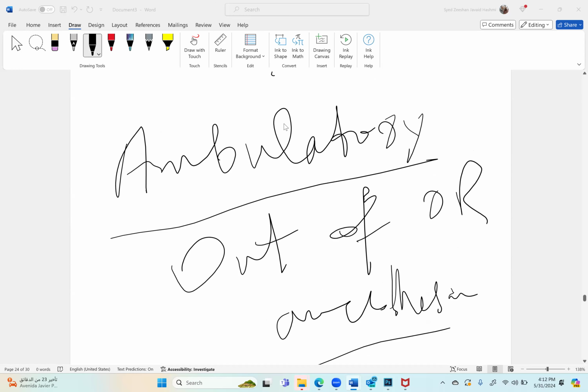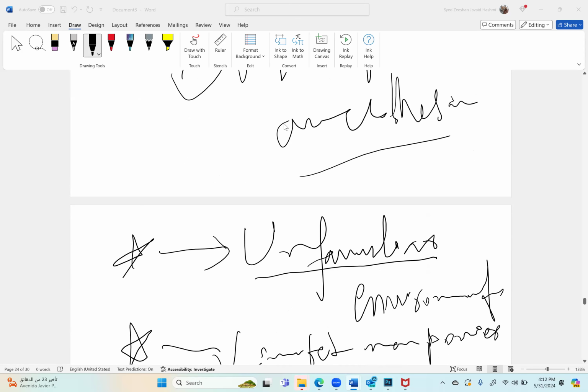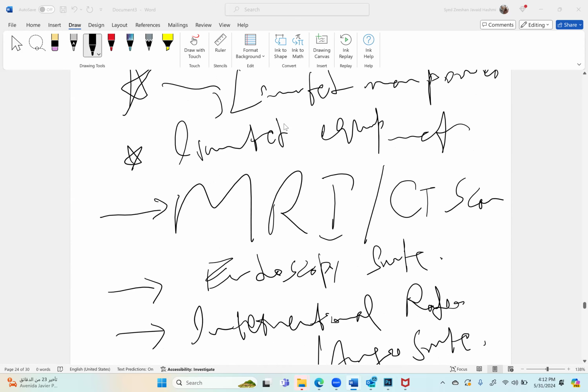The topic for today's discussion is ambulatory or out of OR anesthesia. There are certain challenges we will face when giving anesthesia out of OR. There is limited manpower. There is limited access, as with some procedures like MRI, where patient access is limited. Specialized equipment is needed, and there is an unfamiliar environment.